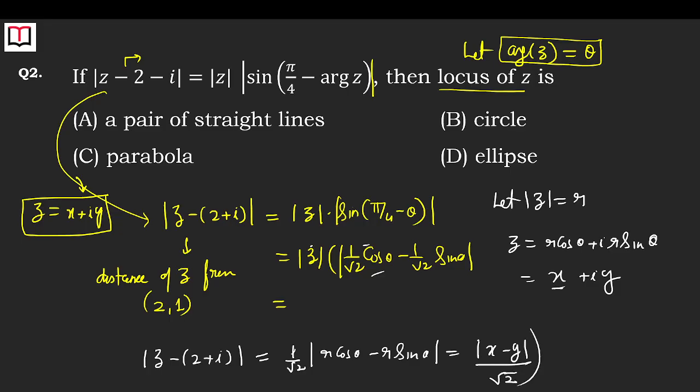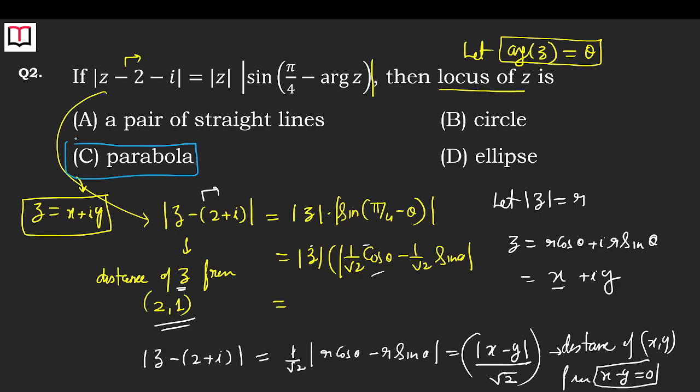This is nothing but the distance of a variable point x comma y from the line x minus y equal to 0. I think all of you will agree. And the left hand side is the distance of a variable point z, which is being represented as x comma y on the argand plane, from the fixed point 2 comma 1. So what's going to be the locus? Now all of us know it, isn't it? The locus is nothing but a parabola. So that's the answer. Okay, so again, see, I didn't disturb this part.